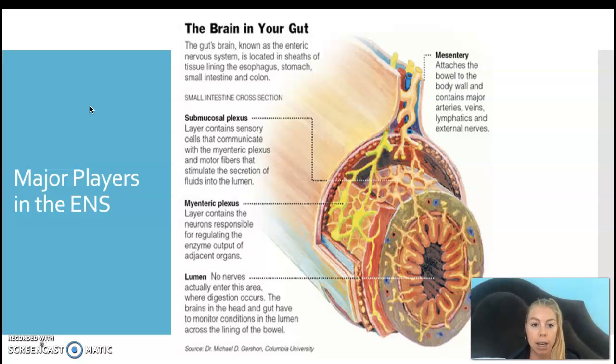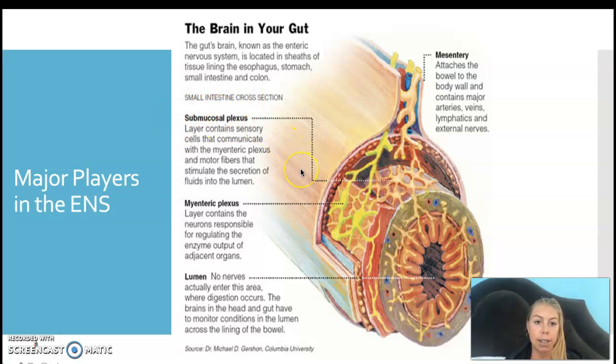There are four key components to this that I would like to point out here in a cross section of the small intestine. First, we have the mesentery, which attaches the bowel to the body wall and contains major arteries, veins, and lymphatics, and also external nerves. Then we have the submucosal plexus.